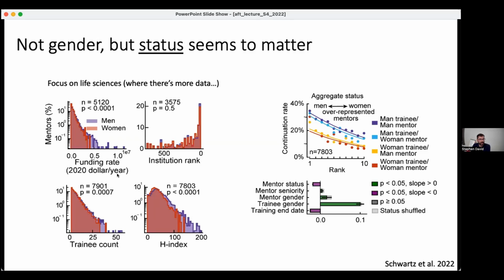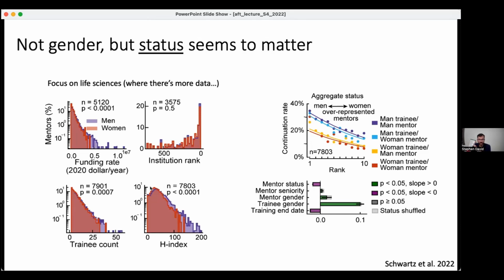these are all typical ways of characterizing how high status someone is. And if you compare just the pool of mentors that we were analyzing, what you see is that men, who are in blue, all show up in this heavy tail, right? So definitely up in the superstar region, that area tends to be dominated by men mentors. But you can see that goes all the way through the distributions, right?